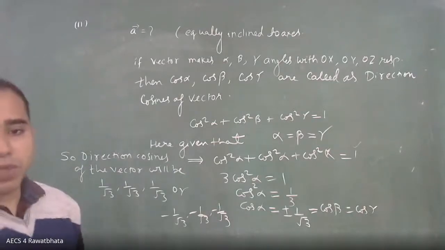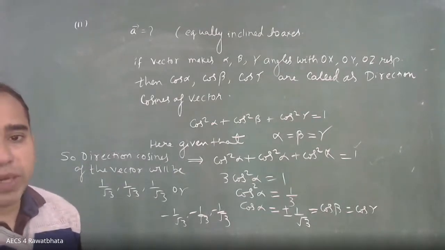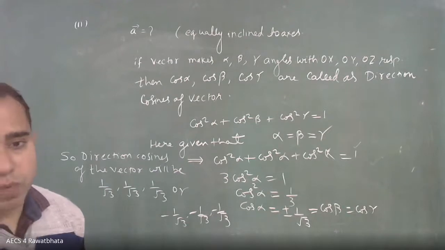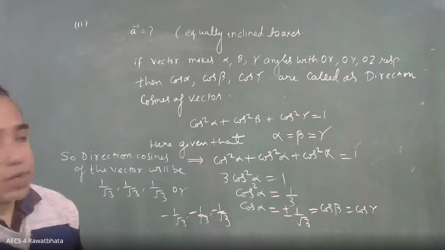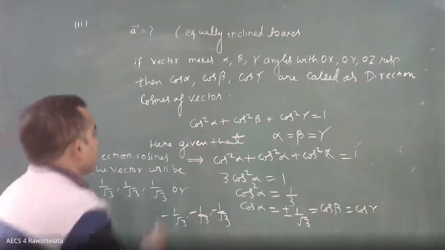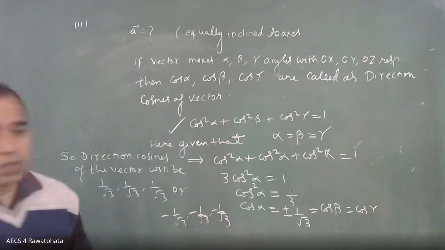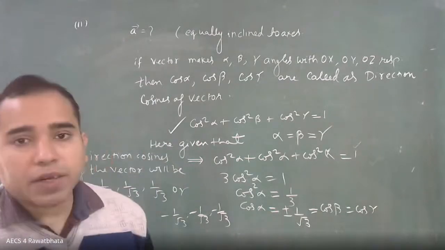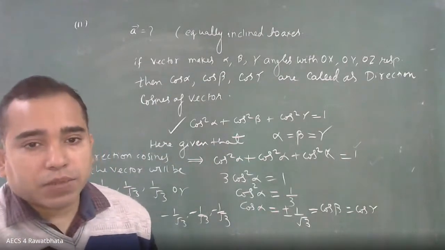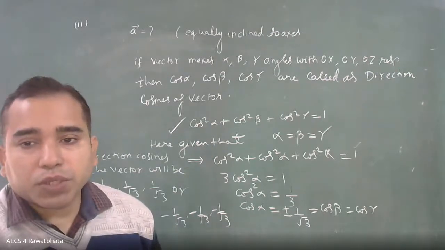They have perhaps combined them and written plus minus 1 upon root 3, 1 upon root 3, 1 upon root 3, right? So this direction cosines relation is what we have used here and it has given us the result. Moving towards the next question.